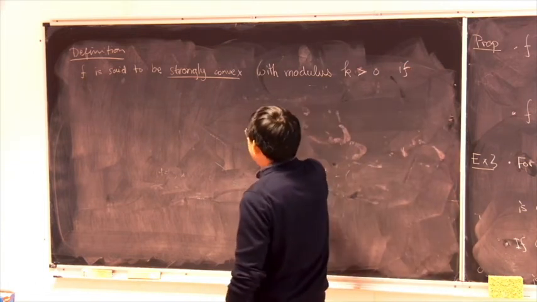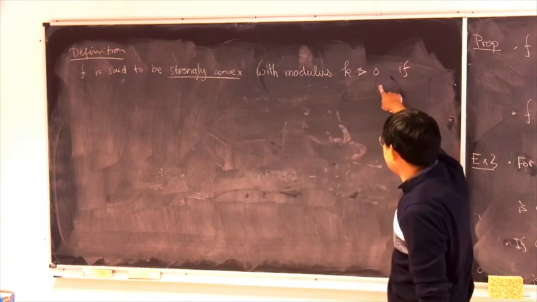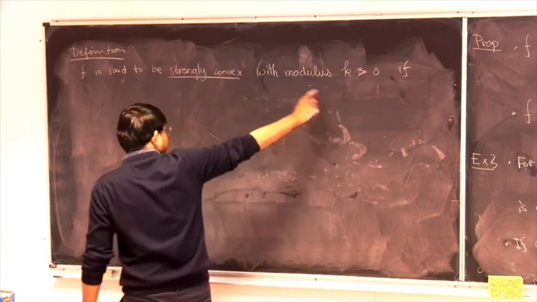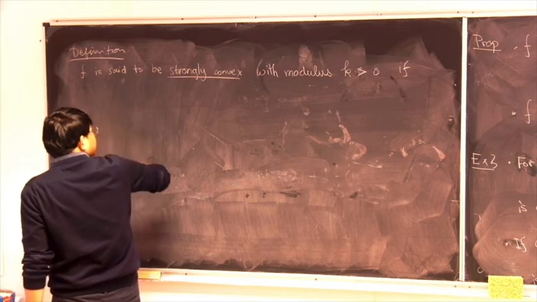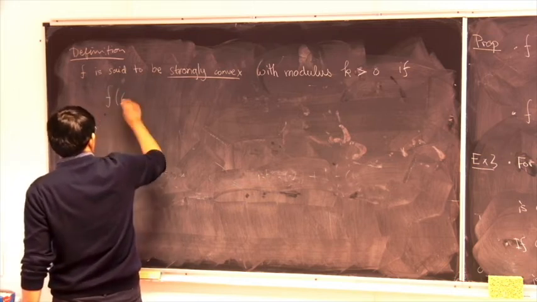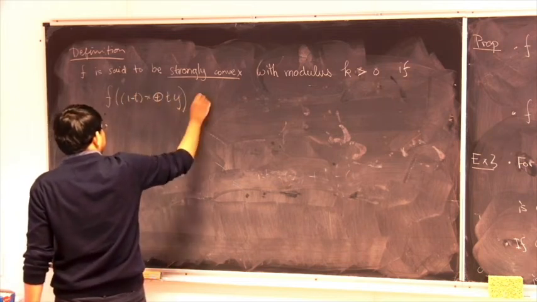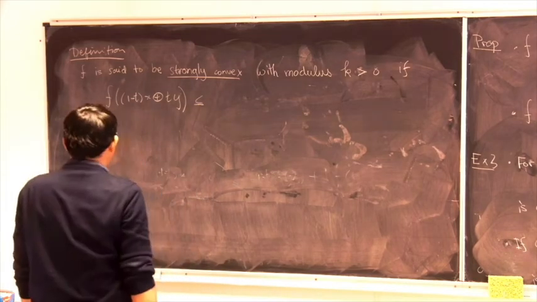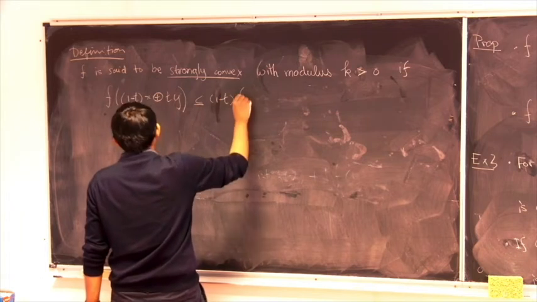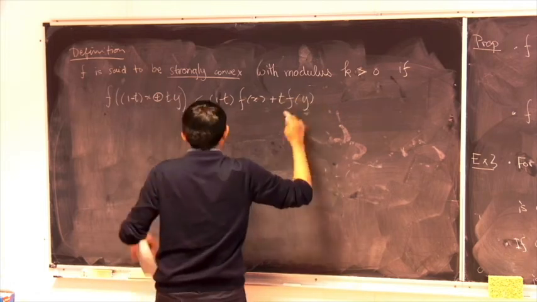So we want to define a strongly convex function, and a strongly convex function comes with a modulus k. We say that this is a strongly convex function with modulus k if we have this stronger inequality: the value of f at (1 minus t)x plus ty is less than or equal to (1 minus t) f(x) plus t f(y). So this is the convex part.